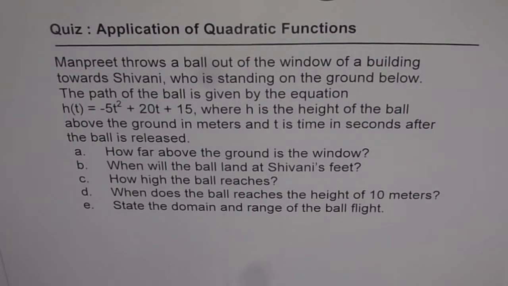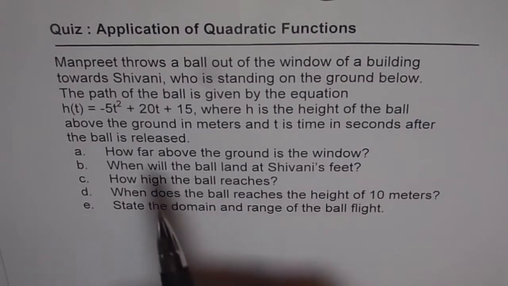It says: how far above the ground is the window, when will the ball land at Shivani's feet, how high the ball reaches, when does the ball reach the height of 10 meters, and state the domain and range of the ball's flight. Now that's actually a very good question, always seen in the test paper with different names. So it's a good idea to go through it. I'll not give you a solution for this since there are similar examples in the book. But I'll tell you how to do it, right?